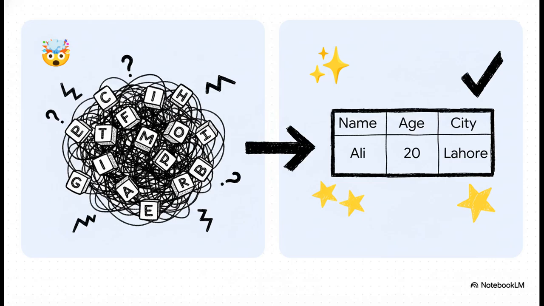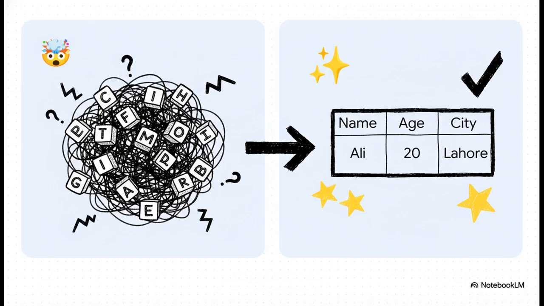Okay, just look at this. On the left, we've got what I like to call the chaos. It's that classic wall of text: name Ali, age 20, city Lahore. I mean, the information's technically there, but good luck trying to read it. It's basically useless. But then look over on the right. The clarity. Same exact info, but now it's a beautiful, organized table. So how do we get from that mess on the left to this masterpiece on the right?